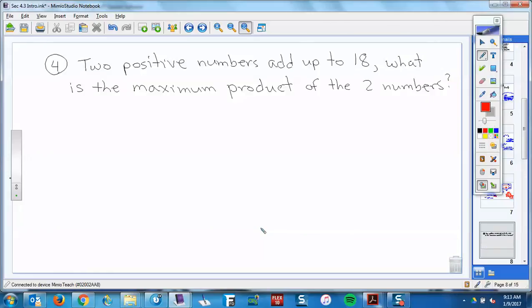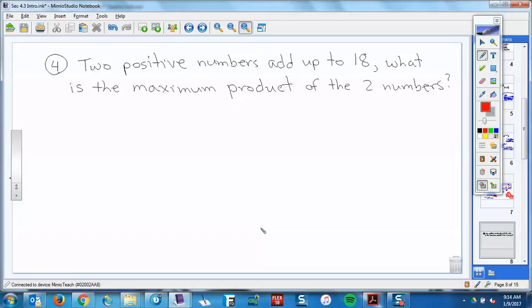Okay? Real quickly here. One last one. We'll get it set up, and then I'll give you the homework and let you start working here. We will finish this one. It says 2 positive numbers. You have one like this on your homework. 2 positive numbers add up to 18. What is the maximum product of the 2 numbers?